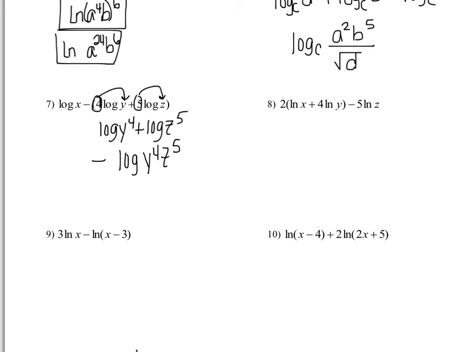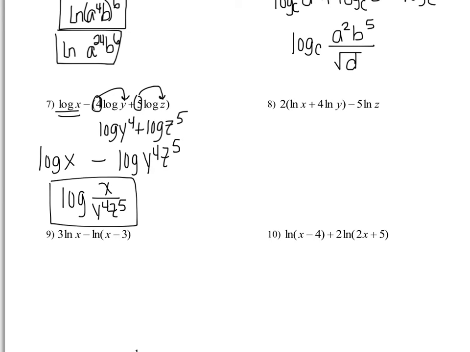And I want to take that and bring this down, log of x. So now I'm dividing these two things because I have subtraction. So in one single log form, it's log of x over y to the 4th, z to the 5th. This would be my final answer.